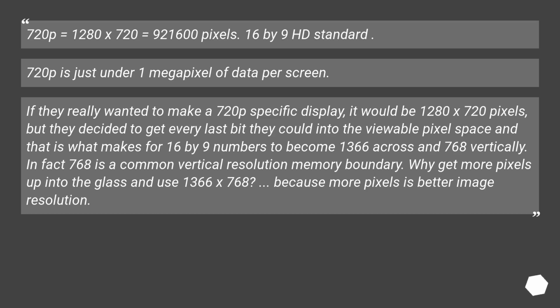In fact, 768 is a common vertical resolution memory boundary. Why get more pixels up into the glass and use 1366 by 768? Because more pixels is better image resolution. I recommend to read the full article here. This URL.